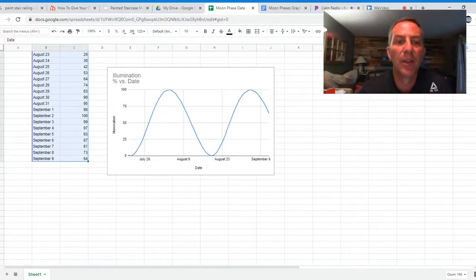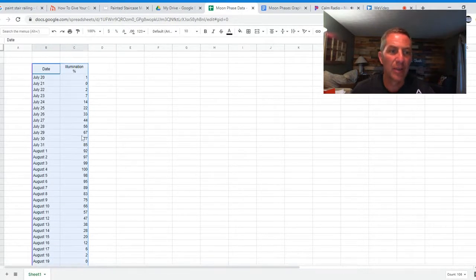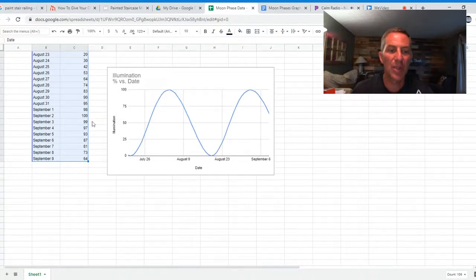Adjusting your graph. Adjusting the grid lines on your graph will make it easier to read. Here I have all of my data from July 20th to September 9th, the illumination of the moon as seen from the Earth, and we see it has this nice pattern where it increases to 100, decreases down to 0, increases to 100, decreases again.